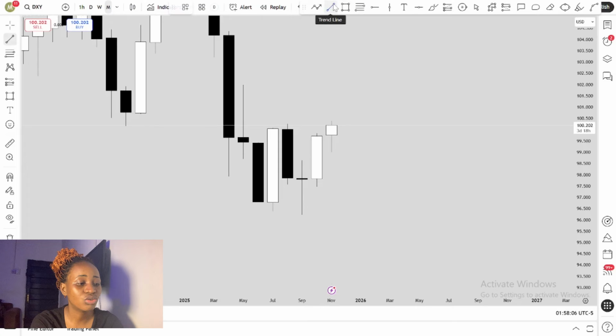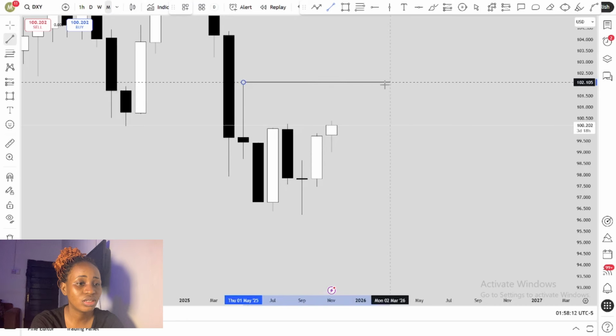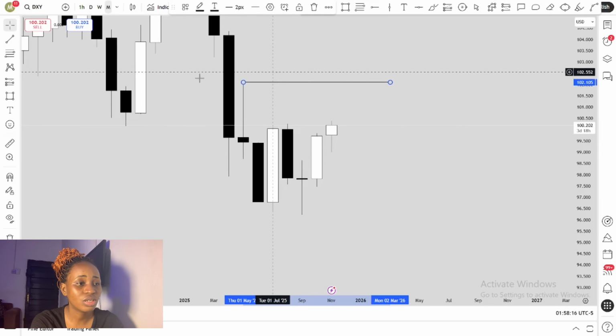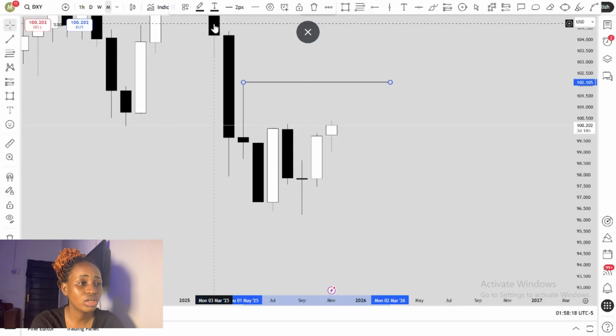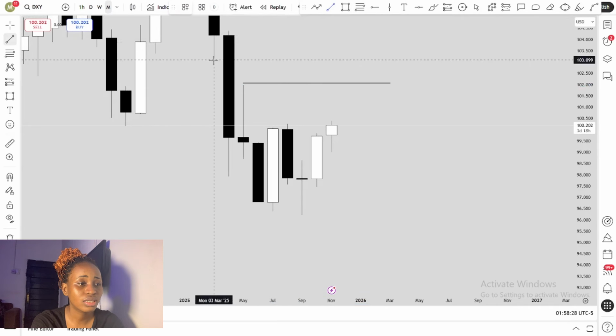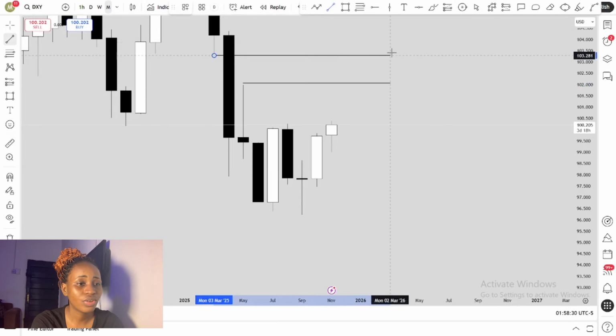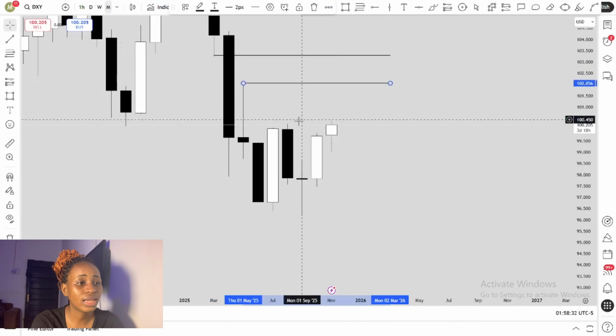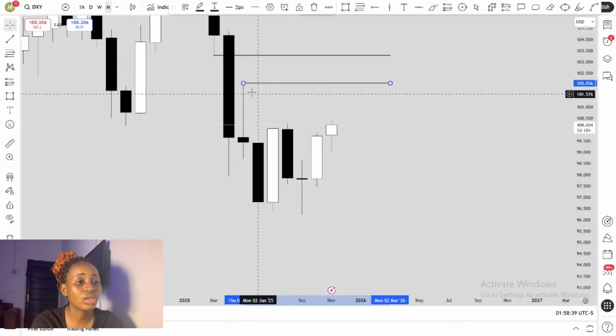Like, where is the next draw on liquidity? Where do I think price may trade to? Okay, so I have this one here. This is the first draw on liquidity I'm seeing here, and if we look closely, you also see that we have this gap here, this fair value gap that may likely attract price. So this is the first draw on liquidity I'm looking at, and this gap here.